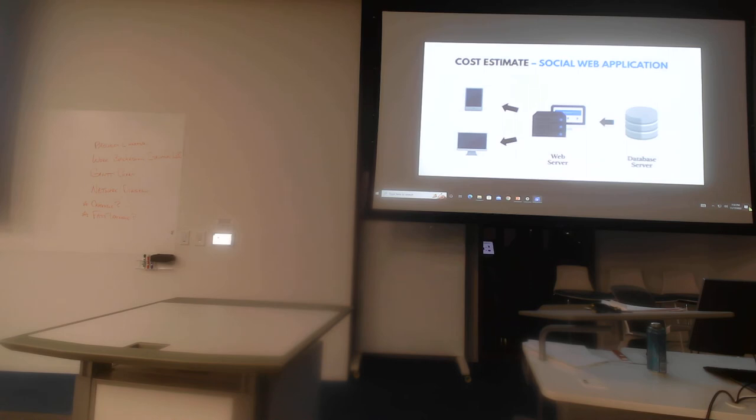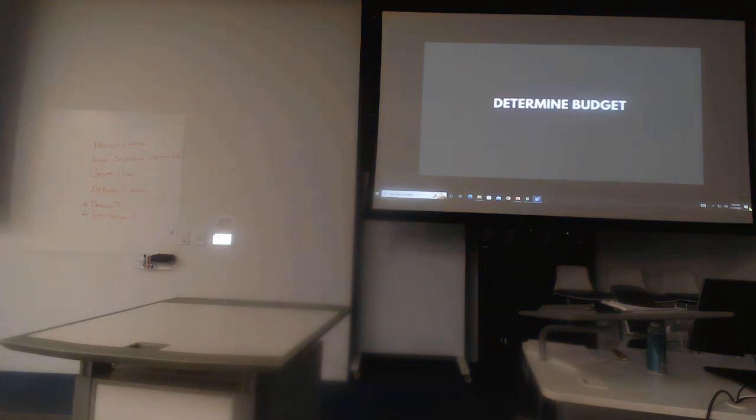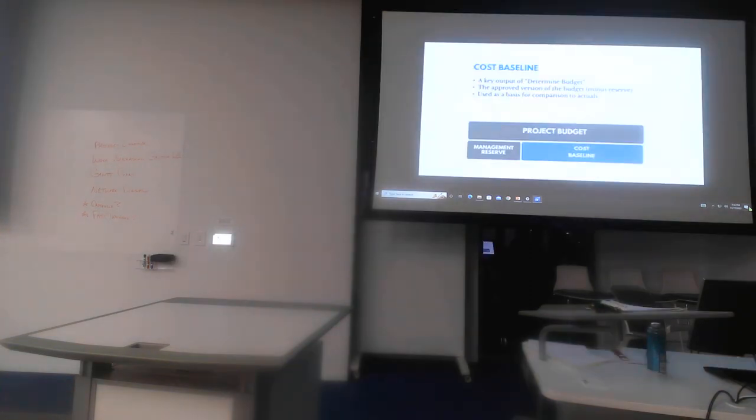Okay, now let's move from estimating costs, so approximating the cost of activities, to determining the budget, where we're aggregating all those costs together and coming up with our cost baseline. Now the cost baseline is the key output here, and really what it is, it's the approved version of the budget minus any management reserve. And we use this cost baseline to compare to our actuals later.